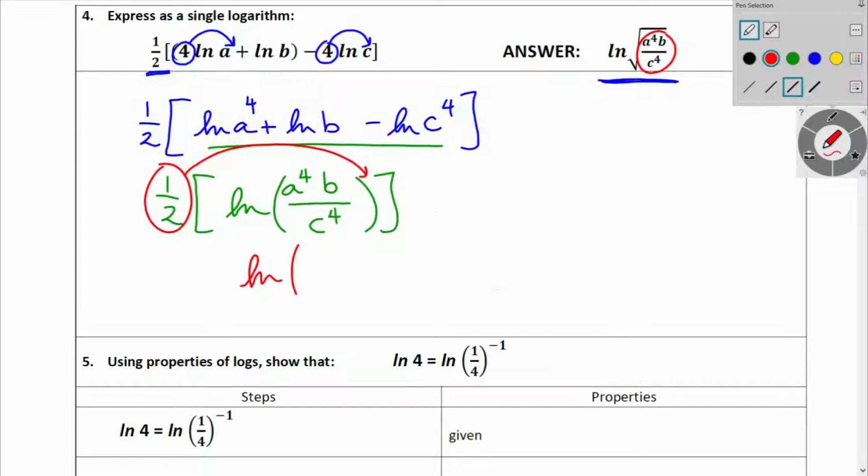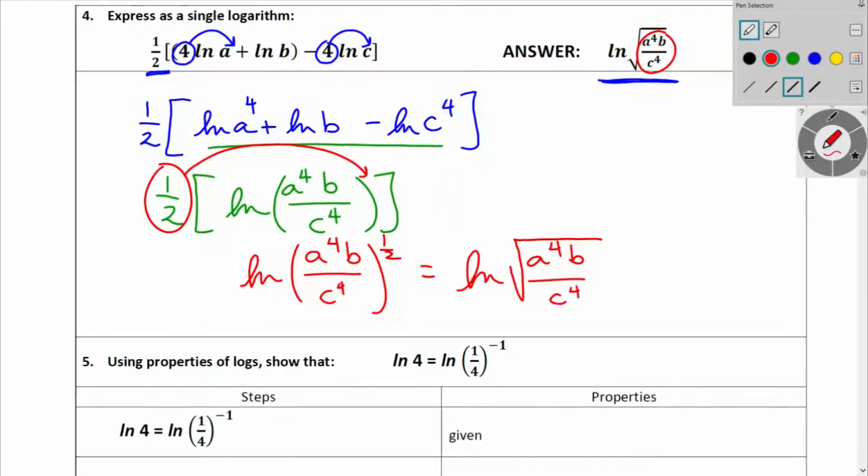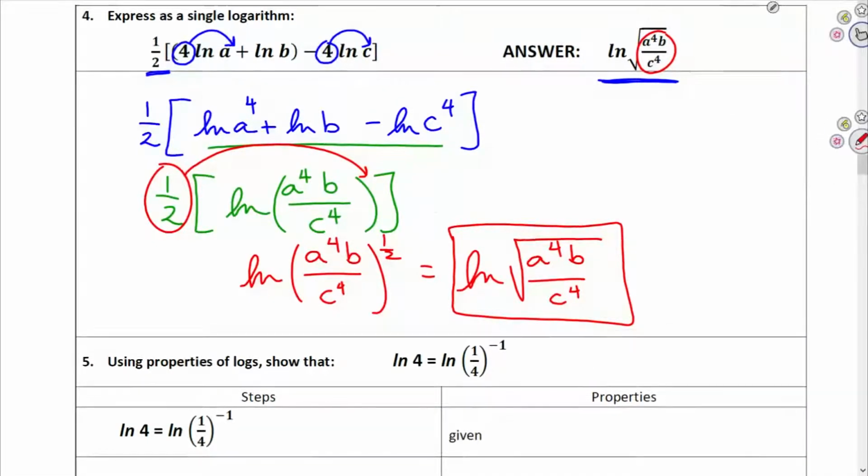So I have the natural log of a to the fourth b over c to the fourth, to the 1/2 power, but I know that the 1/2 power is the same as the square root. So I get the natural log of the square root of a to the fourth b over c to the fourth. All right, so really it's that power property and the product and division properties working back and forth to do a lot of these problems.